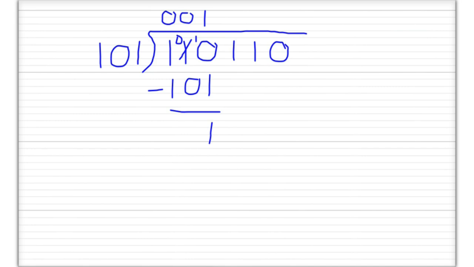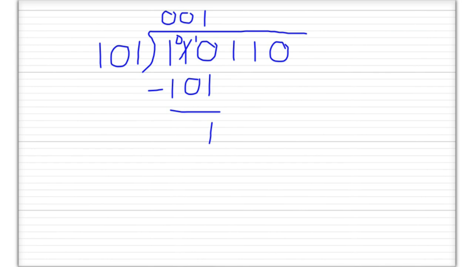Now how do we know that? Well, in binary, 1 minus 1 is 0, 1 minus 0 is 1. But 1 0 minus 1 is also 1, because the binary number 1 0 in decimal is equal to 2, and the binary number 1 in decimal is equal to 1. So it's basically 2 minus 1, which is 1. All right, so 1 0 minus 1 is 1.